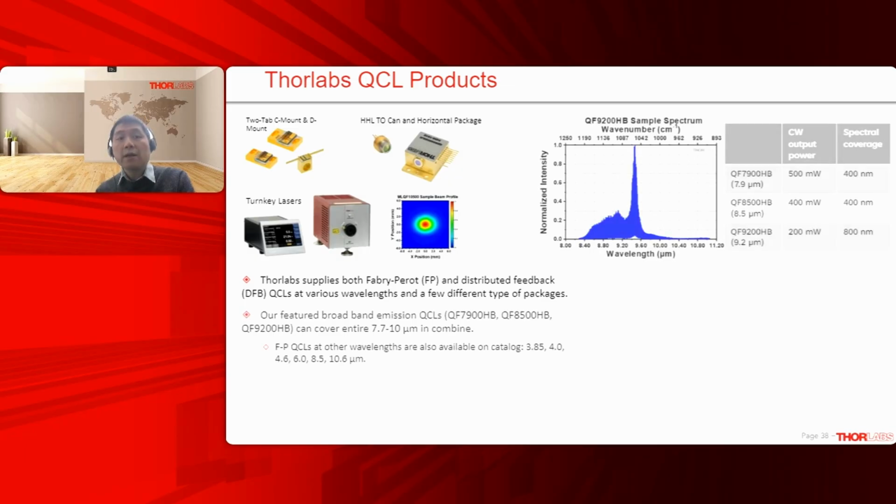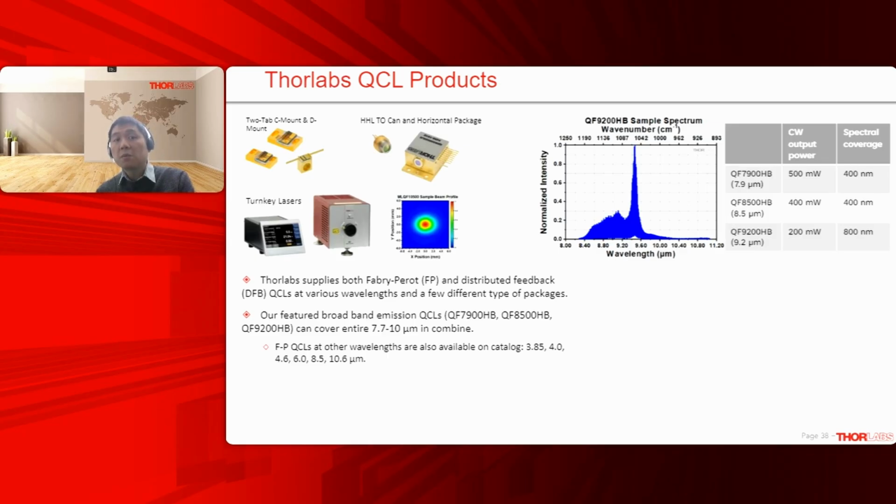Here, I would like to highlight our so-called broadband QCLs: the QF7900HB, QF8500HB, and the QF9200HB. Each one has very broad emission compared to regular Fabry-Perot QCLs. The spectrum coverage varies from 400 to 800 nanometers.